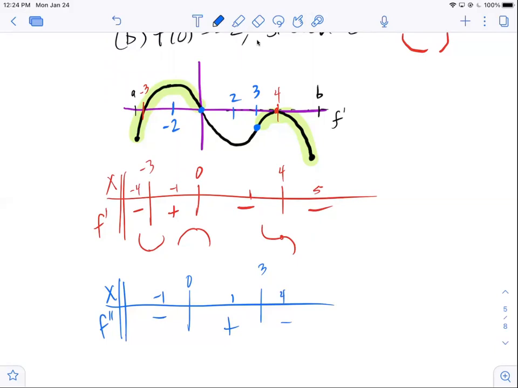Okay, so if we were doing the analysis for inflection values, we have our pivotal values at 0 and 3. Both of them change signs there, so they're both actually inflection values.